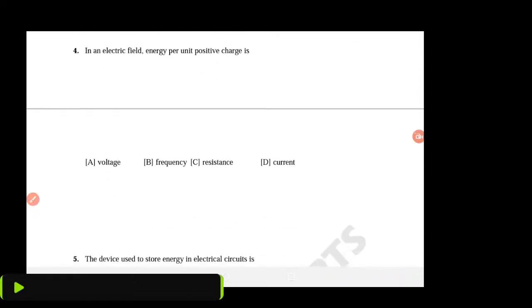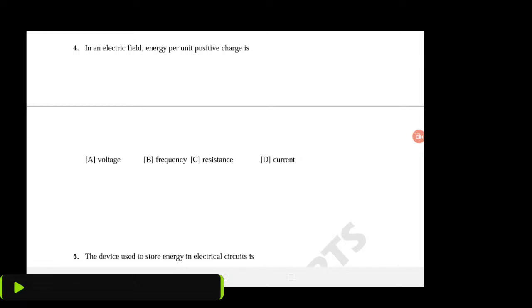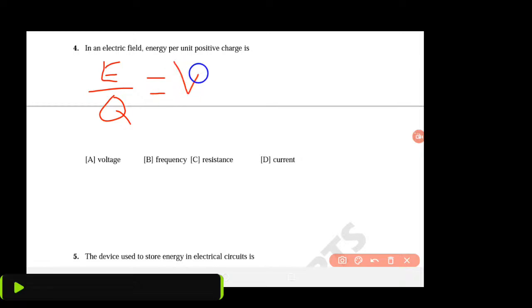In our question number 4, in an electric field, energy per unit positive charge is dash. Energy per unit positive charge in an electric field, that is energy over charge, is equal to what? That will be equal to voltage. Energy over charge is equal to voltage, so that is option A.